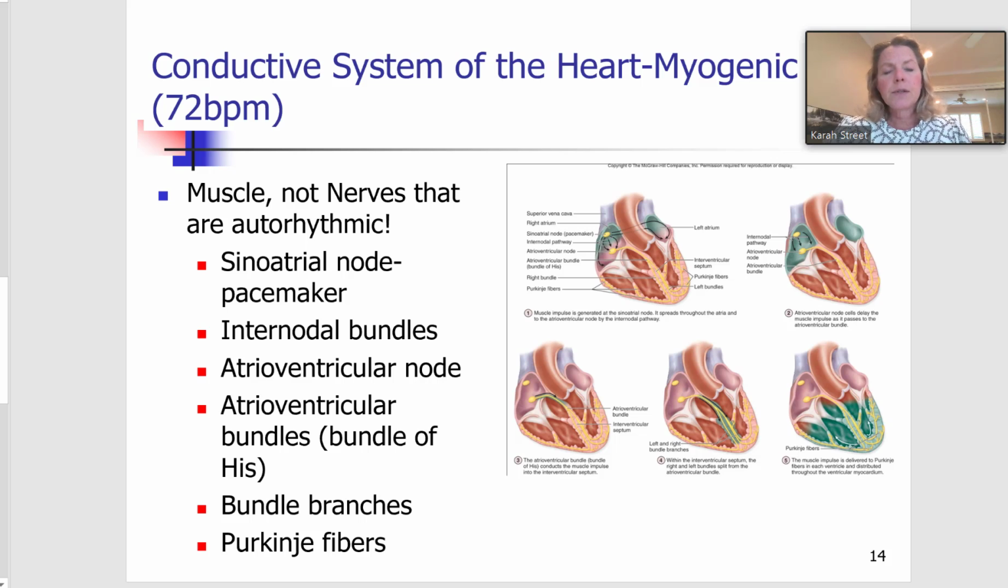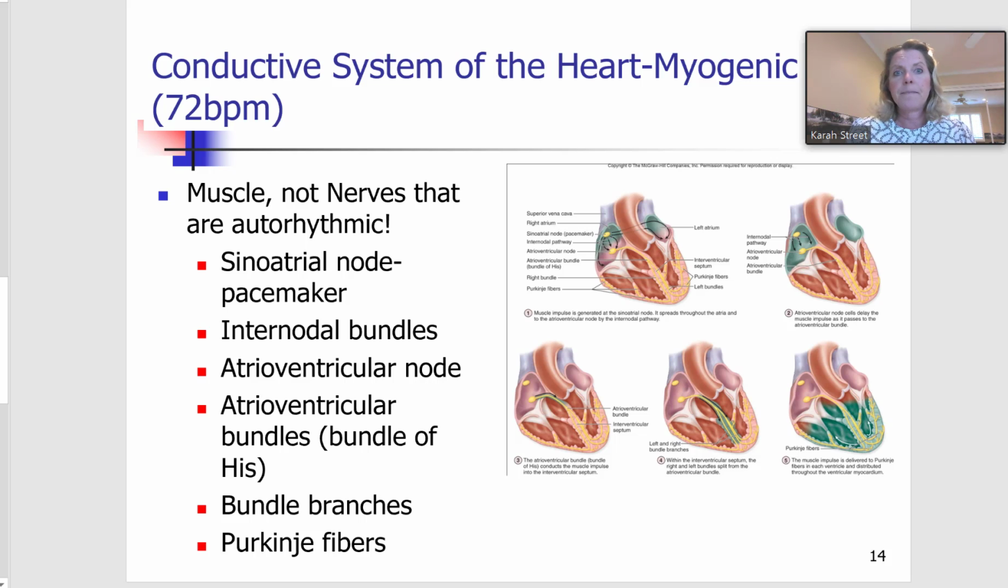That AV bundle, or bundle of His, is very important. The cells are small. They don't have a lot of intercalated discs. What does that mean to you? It means that the action potential does not spread straight from the atrium down to the ventricles. There's kind of a funnel, I should say, where everything merges at the AV bundle.